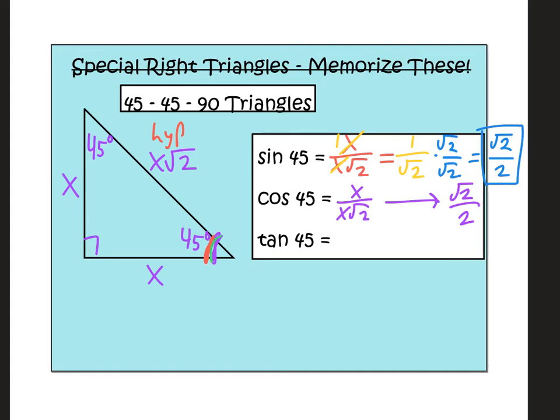Tangent of 45, what is it? What's tangent? Opposite over adjacent, right? So the opposite leg is x. The adjacent leg down there is x. What is x over x? 1. Okay, so the tangent of 45, that should be your favorite one. If that one shows up, the tangent of 45 degrees, and you can check it on a calculator, tangent of 45 always equals 1.